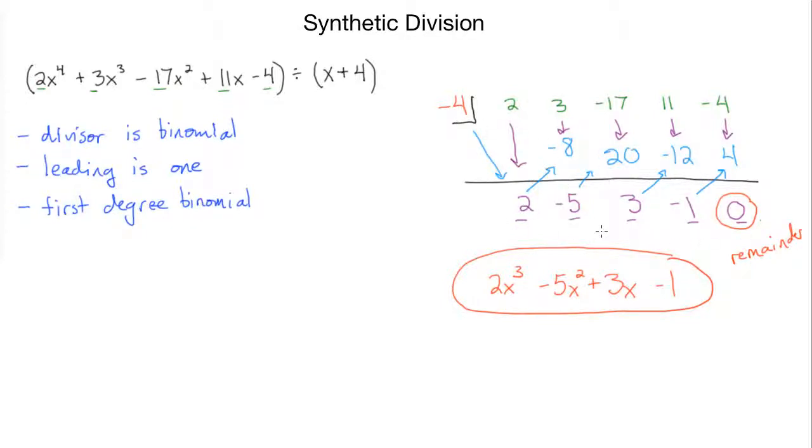So some people like synthetic division a lot more than long division with polynomials. But again, we have to preface that it only works in certain cases: if we're dividing by a binomial, if the leading coefficient is 1, and if it's a first-degree binomial. So it only works for special cases of division. All right, hopefully that's helpful for you in seeing the synthetic division worked out and being able to practice doing some of this on your own.